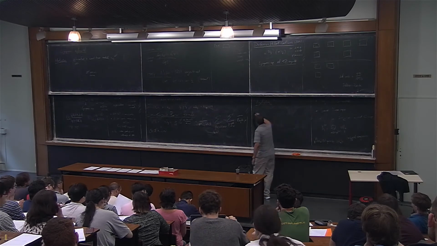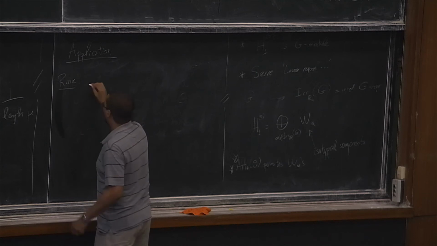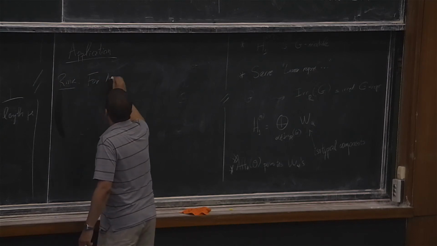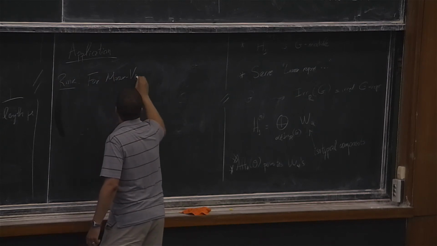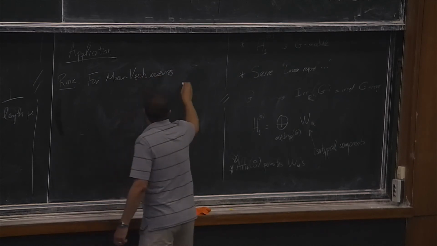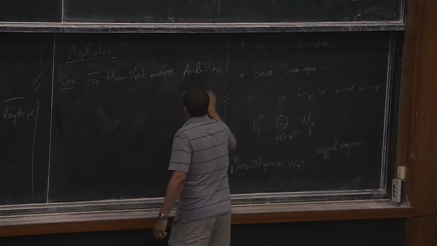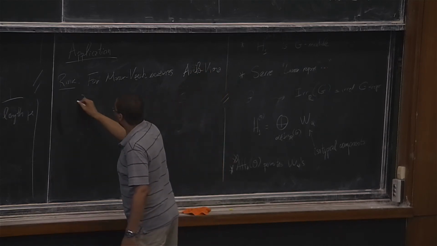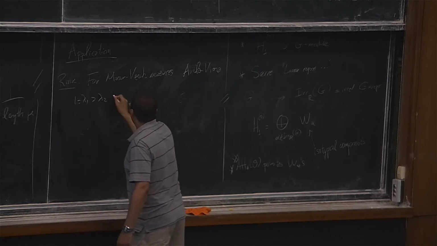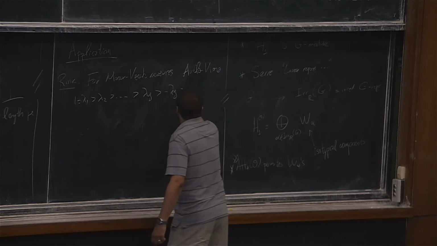The remark is that if you play this game of Lyapunov exponents for Matheus measures, the measures that Pascal was talking about, then Avila and Viana proved that these exponents are simple. So they have multiplicity 1.